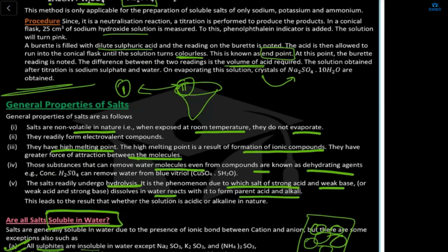Okay. What are the general properties of salt we discussed? That salts are non-volatile in nature. What is the meaning of non-volatile? That when it is exposed to room temperature, it will not evaporate. Okay. It will have a high melting point. So you have to learn all these points.